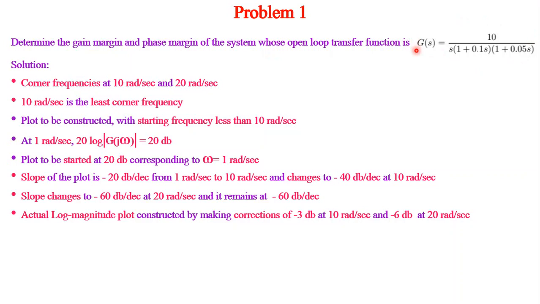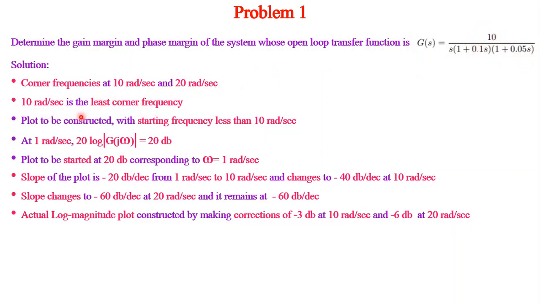In the magnitude plot, the very first step is to check whether this is in time constant form, that is 1 plus st form. Yes, it is in time constant form. Then the second step is to find the corner frequencies. It is a pole at the origin, so no corner frequency. This is 1 by 1 plus 0.1s, therefore 10 is a corner frequency. This is 1 by 1 plus 0.05s, therefore 20 is a corner frequency. So 10 radian per second and 20 radian per second are the corner frequencies. The 10 is a constant gain term which is independent of frequency, so no corner frequency.